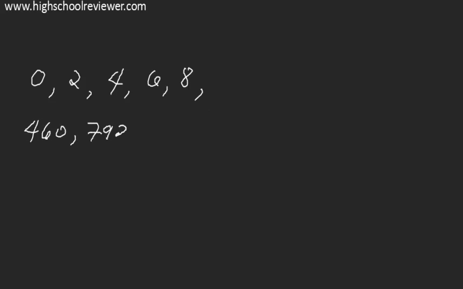Odd and even numbers. Example: 0, 2, 4, 6, 8, 460, 792, 854. All these numbers, they are all what we call the even numbers. Now, why are they even numbers? Because all of them are divisible by 2.